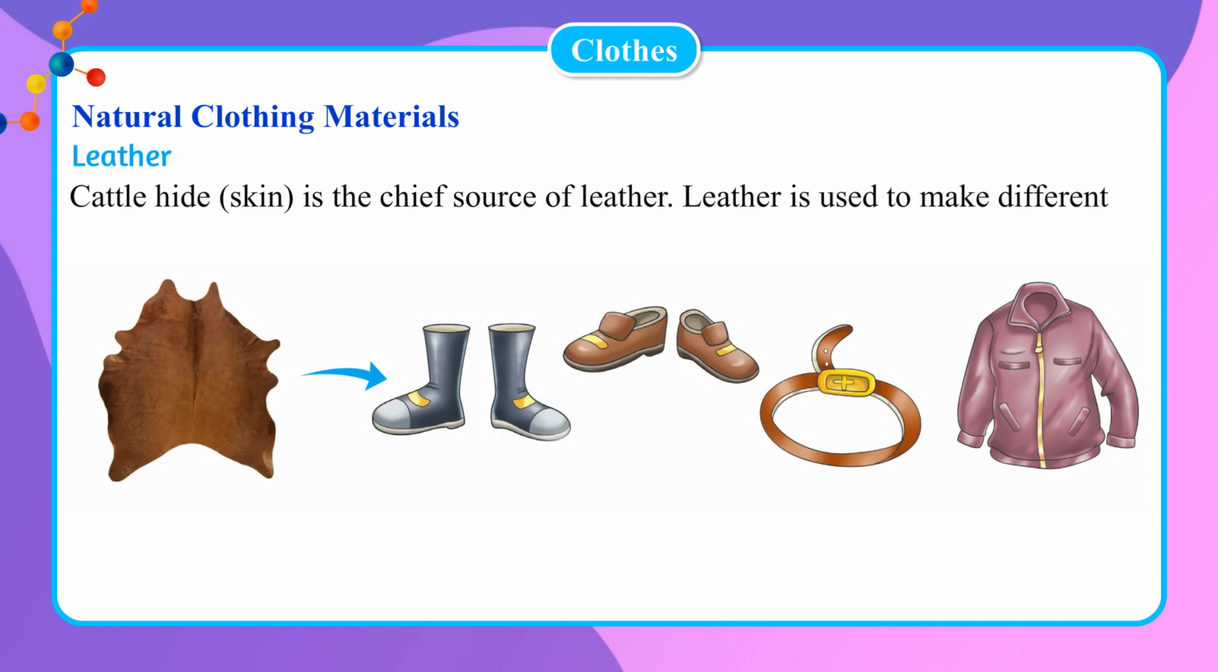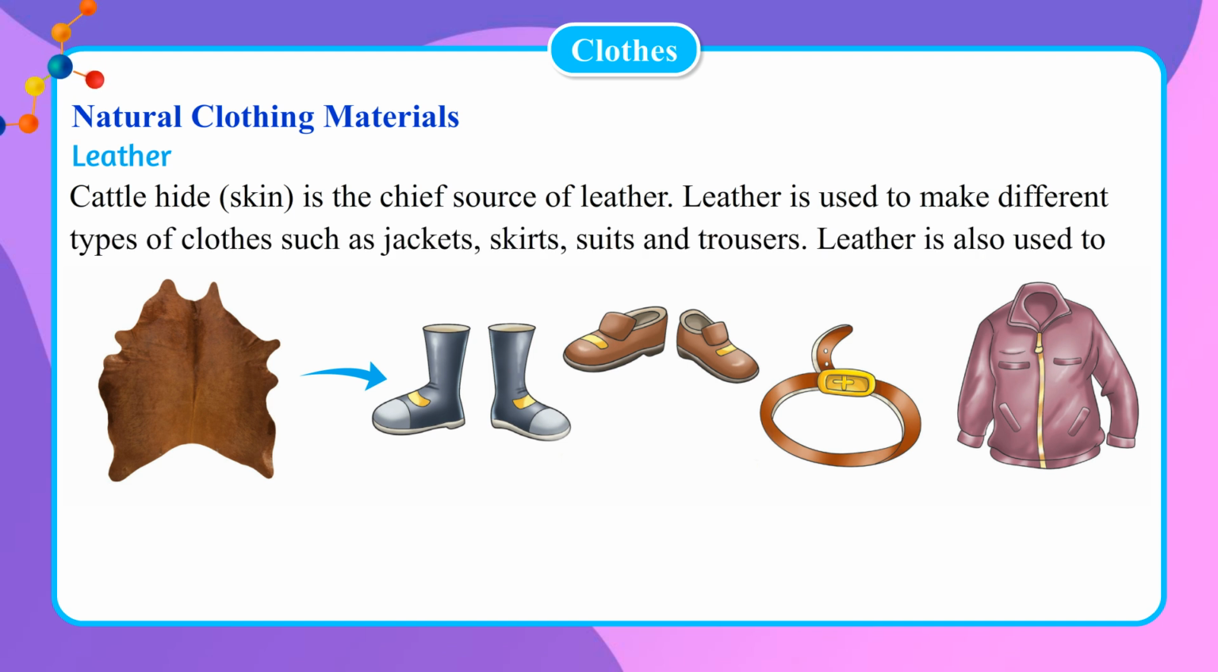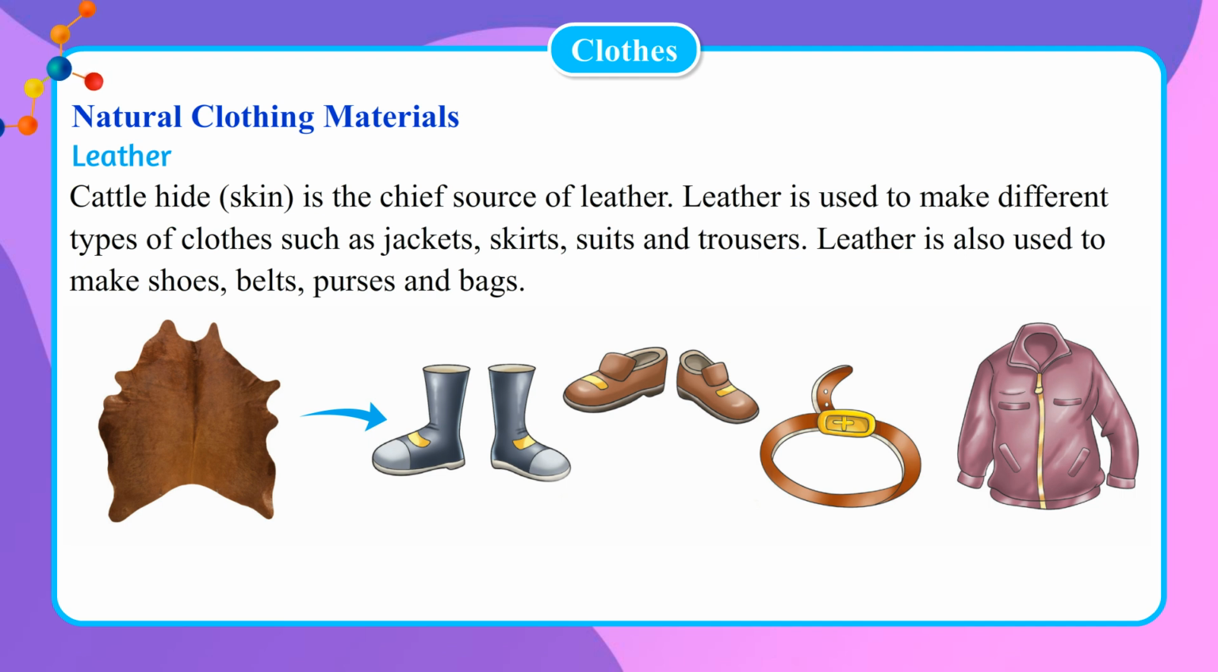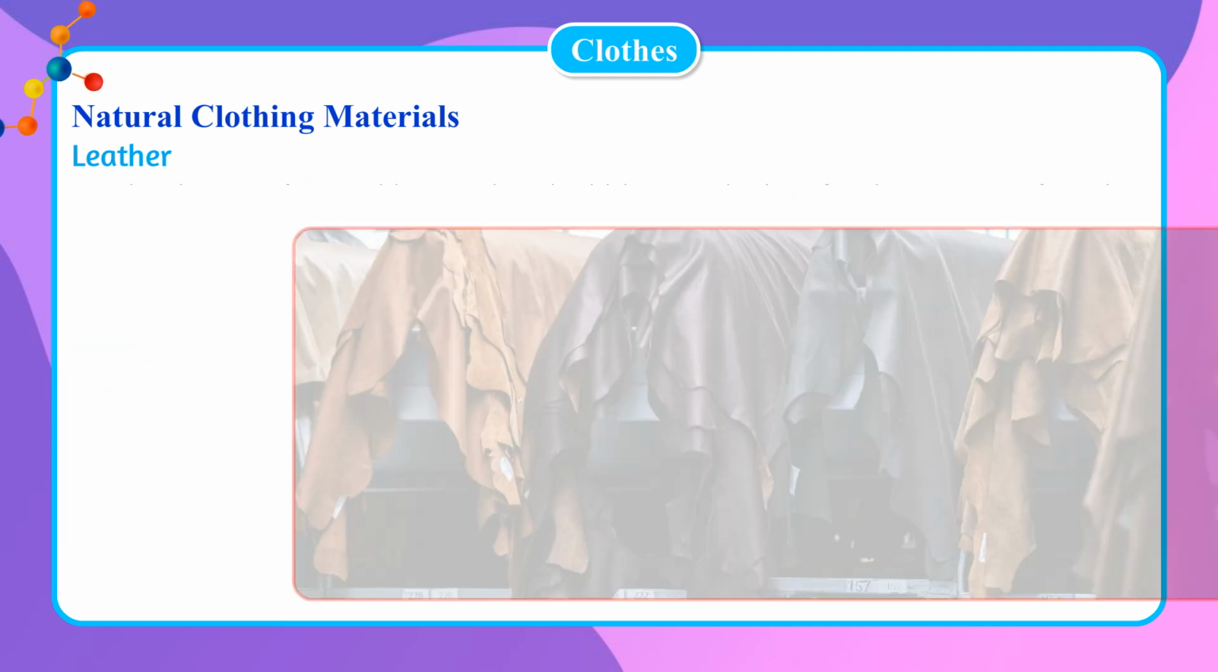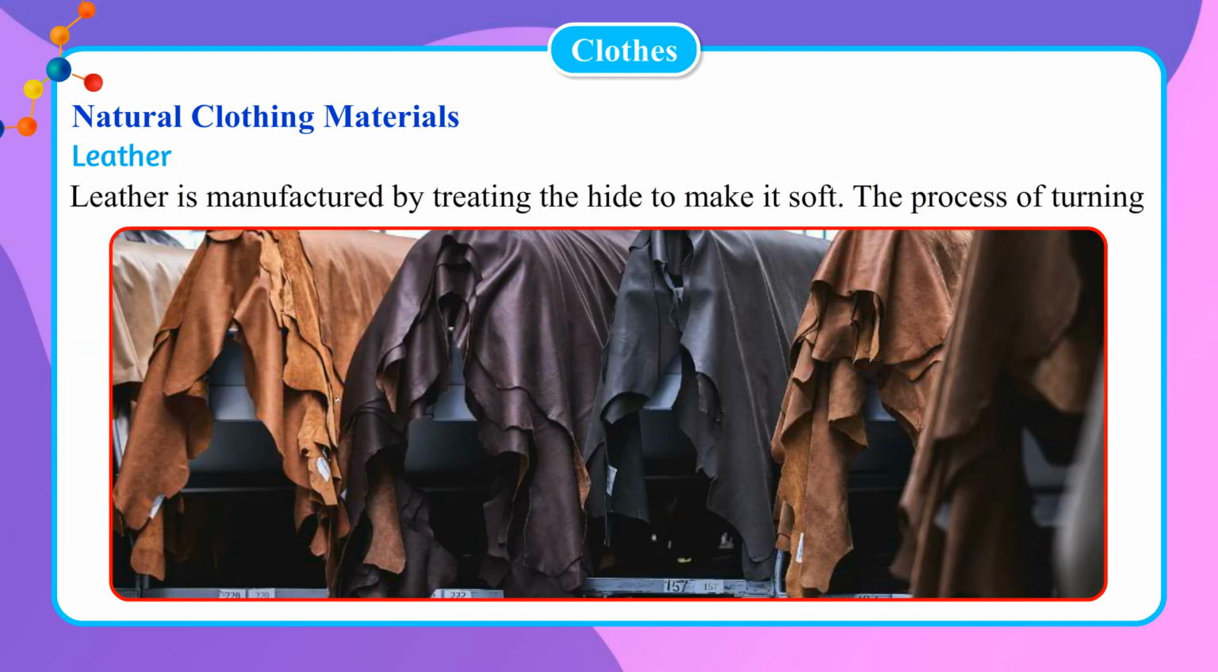Leather. Cattle hide, skin, is the chief source of leather. Leather is used to make different types of clothes such as jackets, skirts, suits and trousers. Leather is also used to make shoes, belts, purses and bags. Leather is manufactured by treating the hide to make it soft. The process of turning the hide into leather is called tanning.